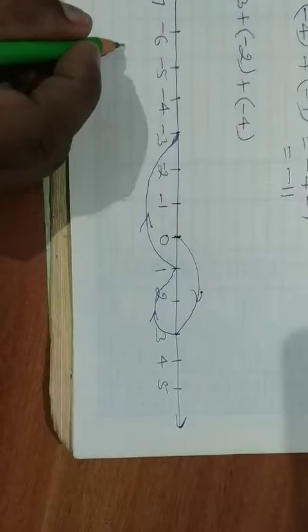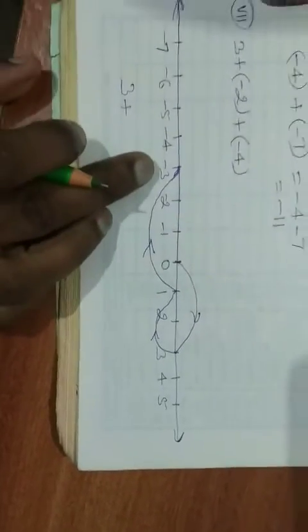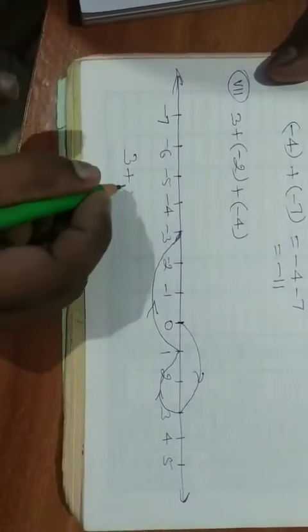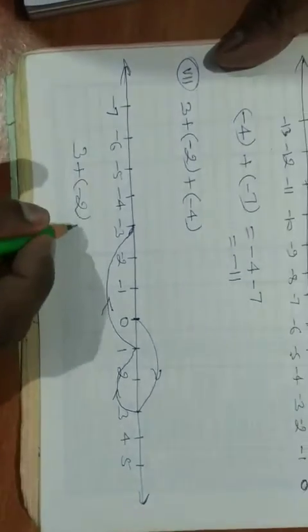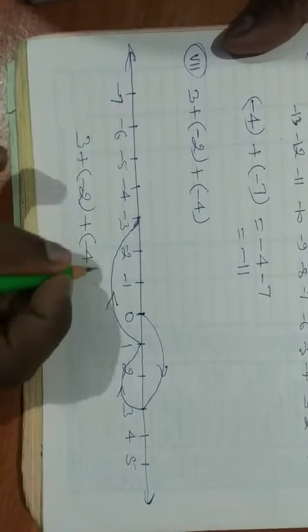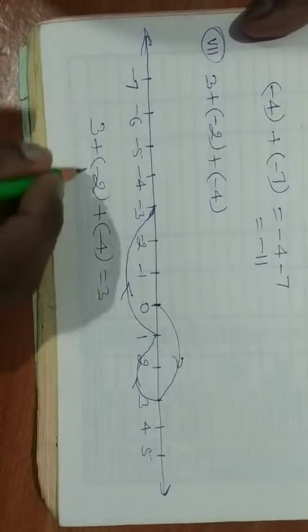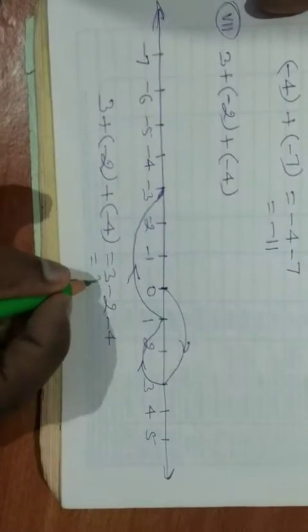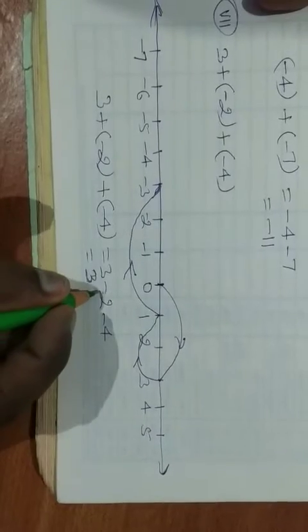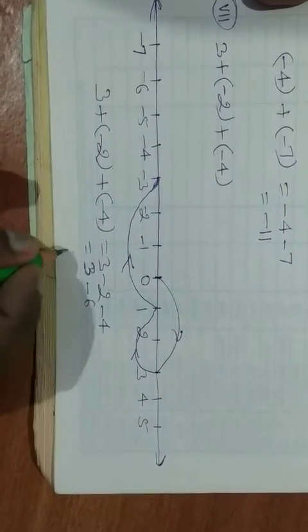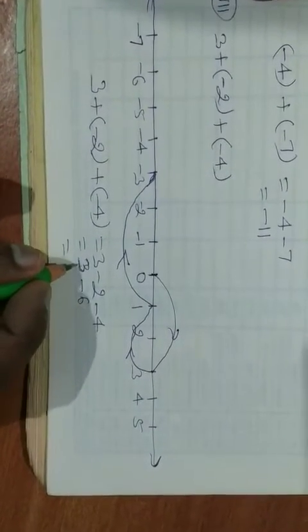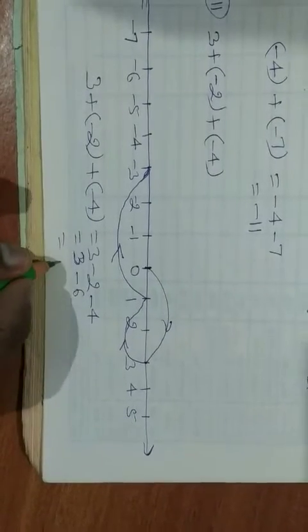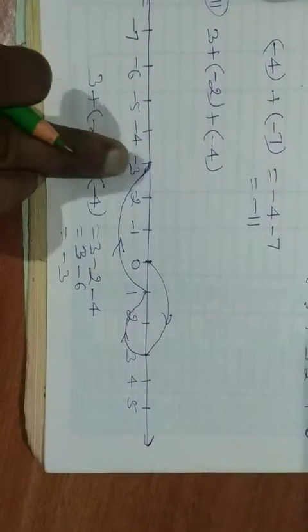Fine, students, here 3 plus minus 2 plus minus 4. Just by solving we see, 3 minus 2 minus 4 is minus 6, and 3 plus minus 6 is minus 3. So the result here is minus 3.